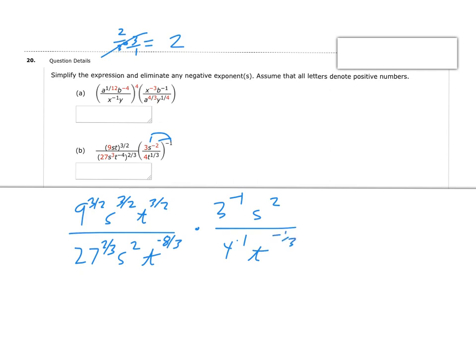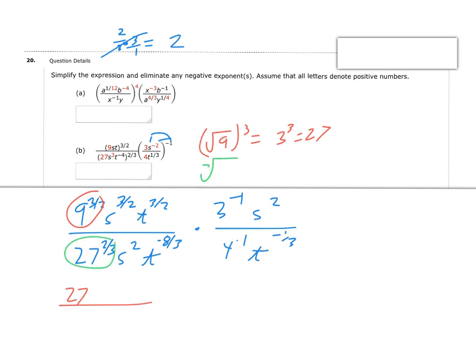All right, what would I do next? Next up, I would take care of this one. So that is the square root of 9 to the third. So that's 3 to the third, which is 27. And then this one down here is the cube root of 27 to the power of 2. So that's 3 squared, and that is 9. So those did end up flipping, not because of negative exponents, but because of the fractional exponents.